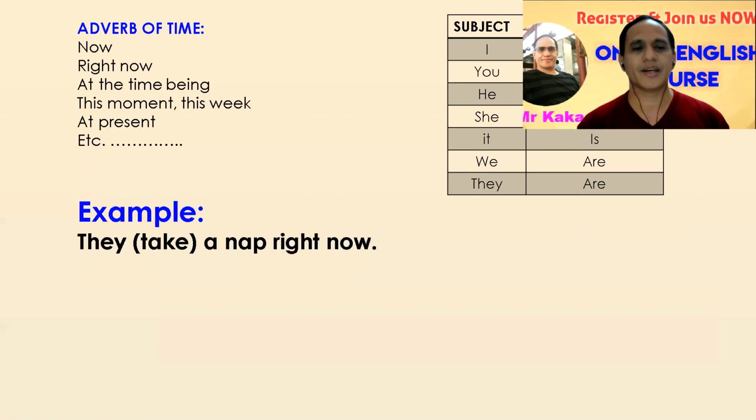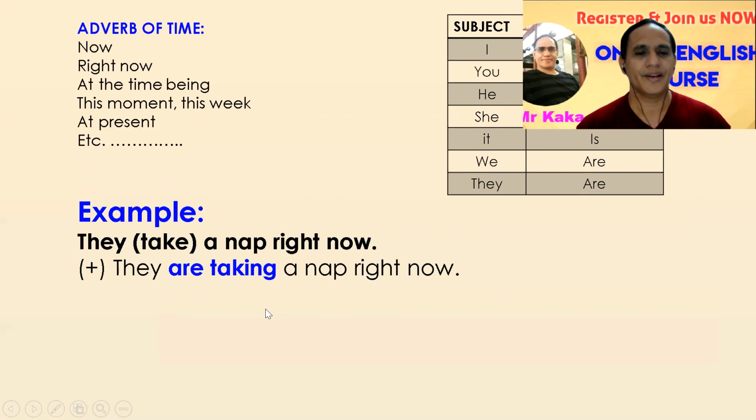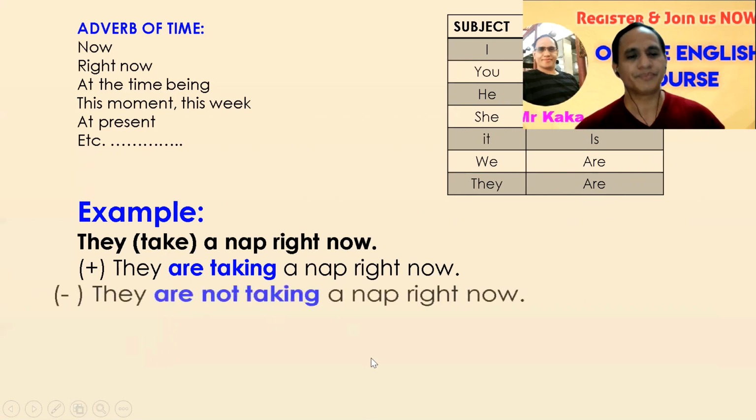So when you want to make a sentence in the simple present continuous tense, it will be easier for you to understand, right? Have a look at the example here. They take a nap right now. For the positive sentence, it will be they are taking a nap right now. With they, we use to be are, right? They are taking a nap right now.